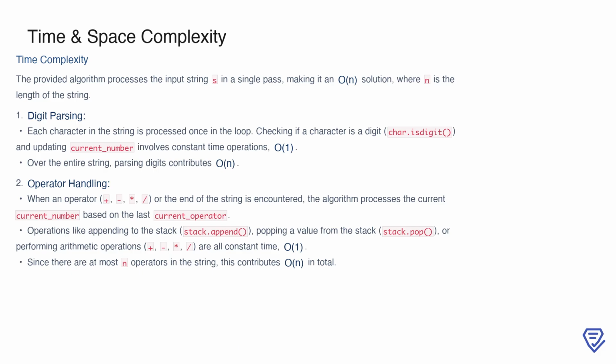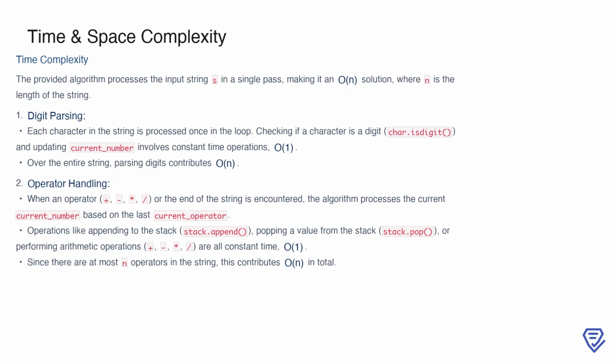The time complexity of this algorithm is determined by how it processes the input string. Since the algorithm examines each character of the input exactly once, it operates in O(n) time, where n is the length of the string. First, let's consider digit parsing. Every time the algorithm encounters a digit, it updates the current_number variable, and this is done in constant time, O(1). Over the entire string, this process contributes O(n), because there are n characters, and each is processed individually.